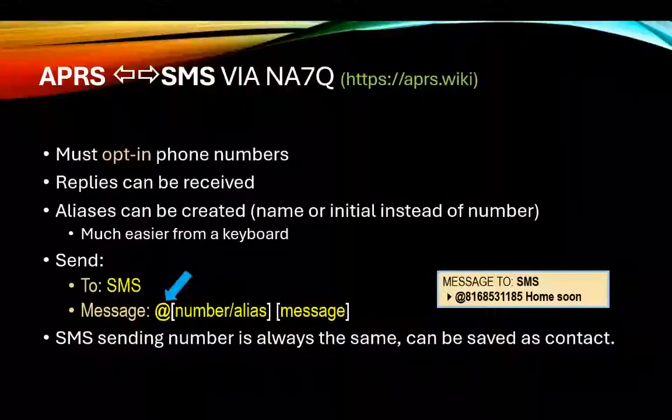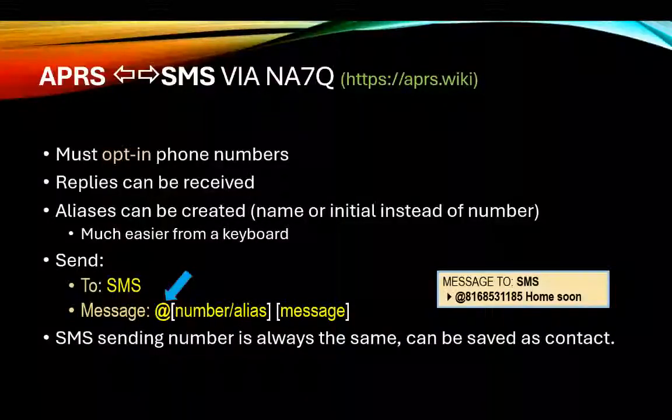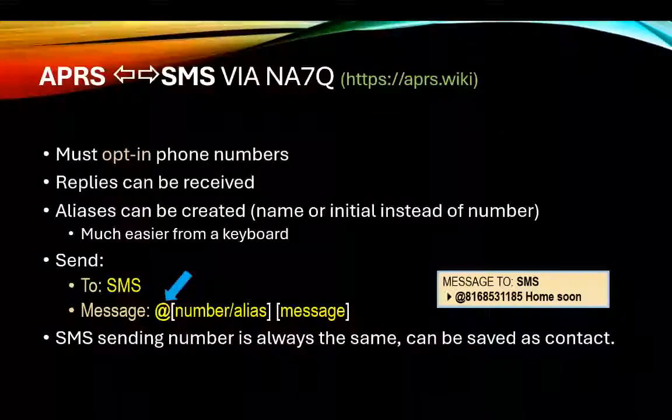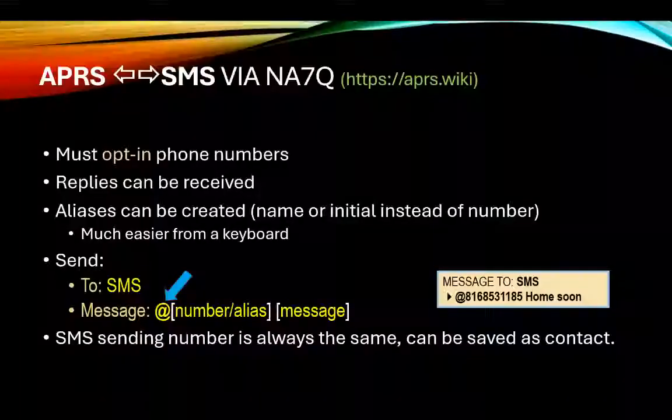NA7Q has a website called APRS Wiki, and he runs several services through this. The one that I think is most useful is the APRS to SMS text messaging, where you can use your APRS station and send a text message to a cell phone. The first thing is that you have to go to his website and opt in phone numbers. When you do that, the phone number will receive a text message telling them that they've been opted into this service. They have the opportunity to opt out, and it also gives the website so they know what's going on.